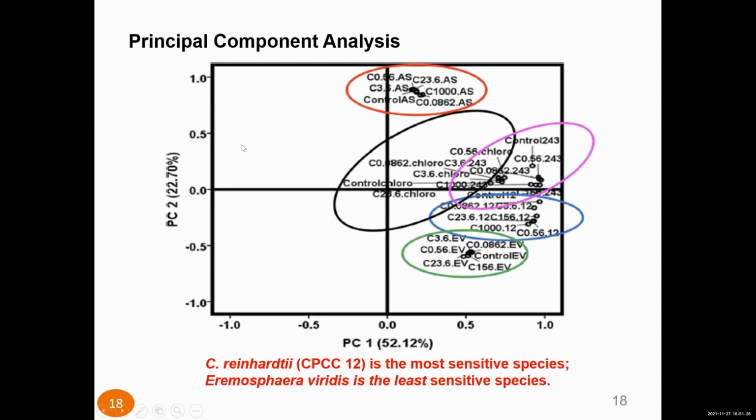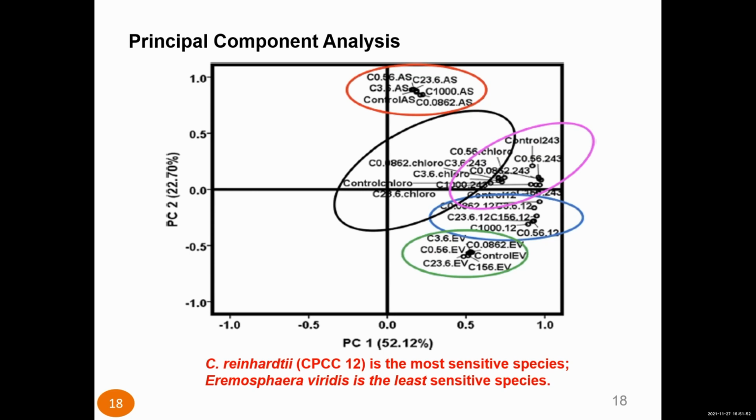And then I used principal component analysis to see the sensitivity difference among the species, and different species have different sensitivity. Like from the figure, you can see CPCC12 is the most sensitive species because the responses have been separated according to different concentrations.